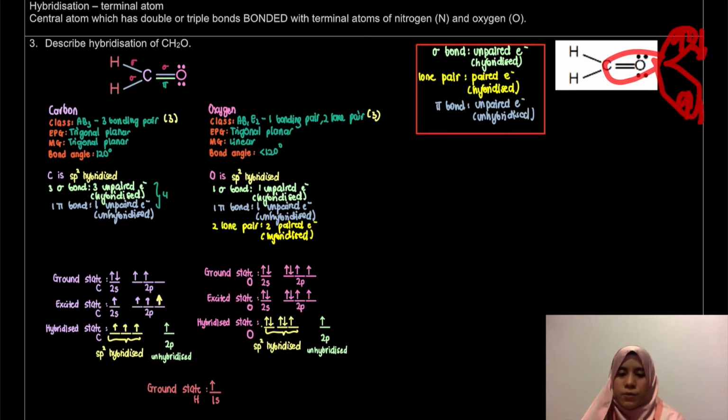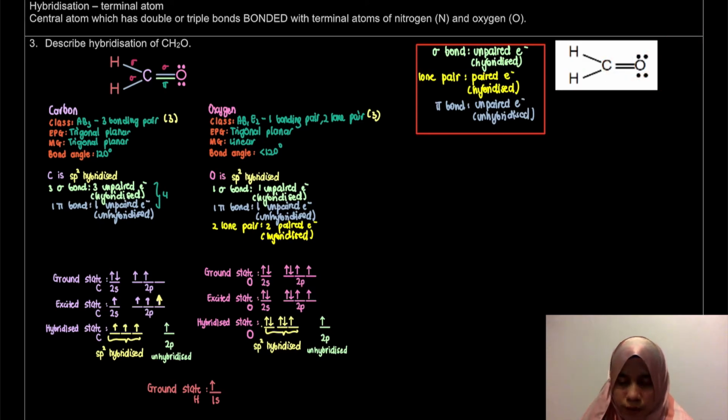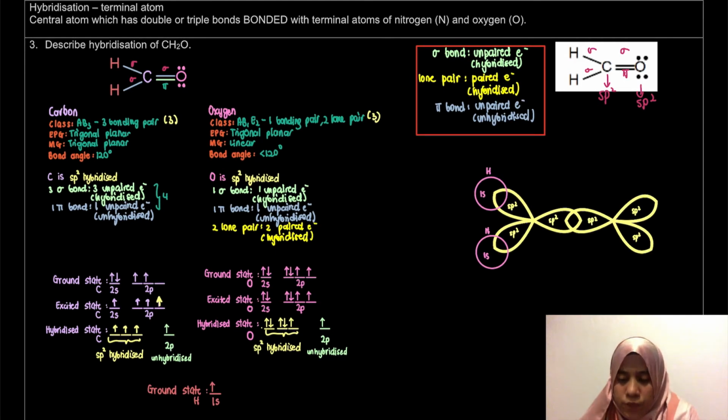Okay. So, now let's draw it. Okay, tapi make sure yang sini Miss nak label dulu. Ni adalah SP2, ni pun SP2, ni sigma, pi. So, nanti kita senang nak label. Okay, so this will be my drawing. Remember that my carbon ni SP2, so bentuk trigonal planar. Oxygen ni pun SP2, so bentuk dia trigonal planar lah.